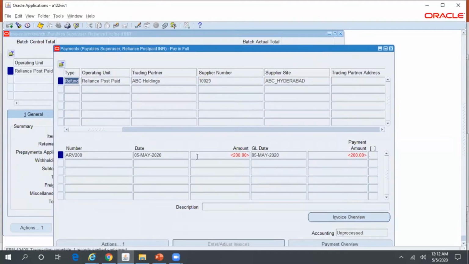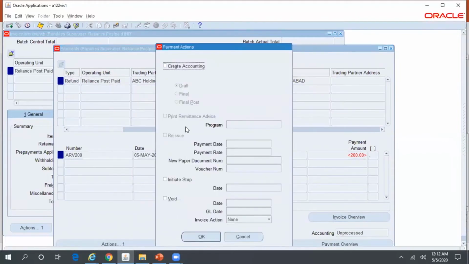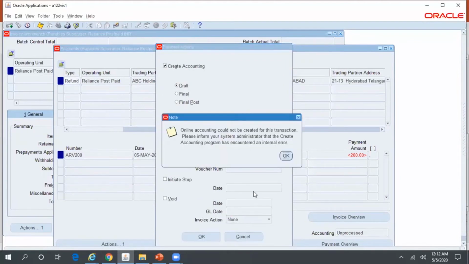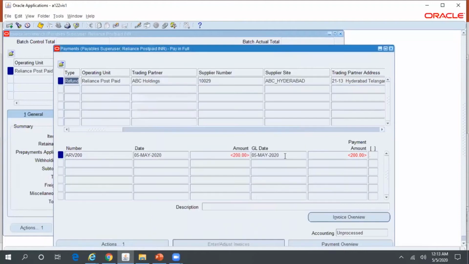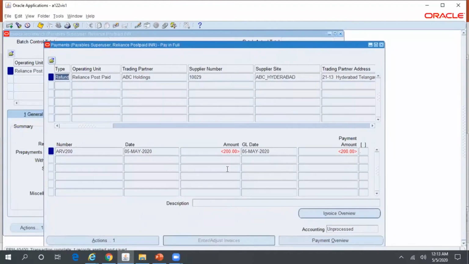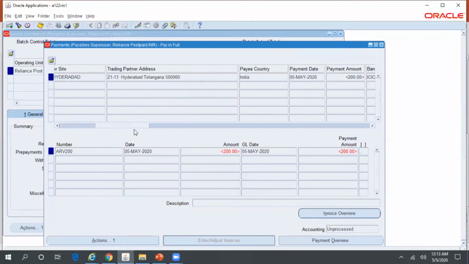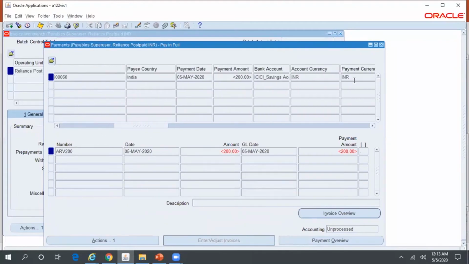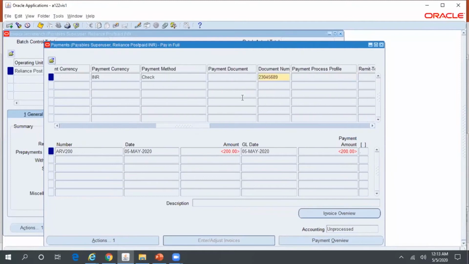Now from an accounting entries perspective, if you want to check how the accounting entry is generated, I get an error: online accounting could not be created. That's fine, we can run Create Accounting and see what the problem is. When there is some issue in this environment, even though it throws that error message, I can usually see an accounting entry, but let me double check. Requery and double check what the payment number is. The payment number is this.